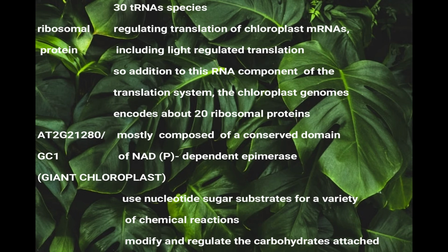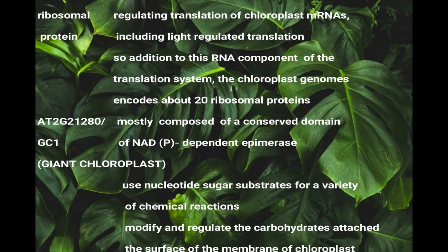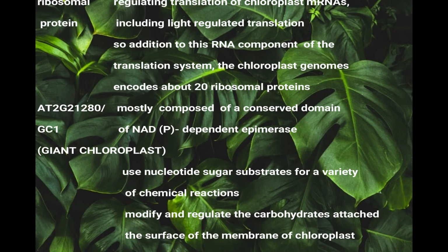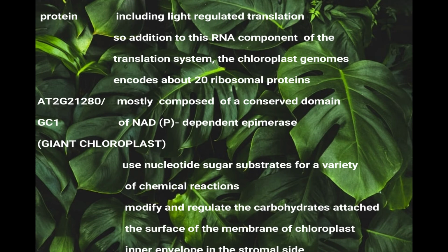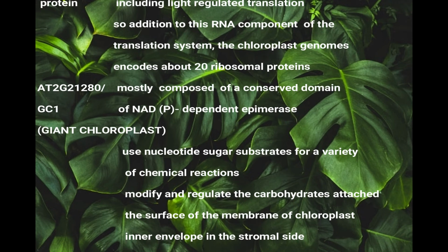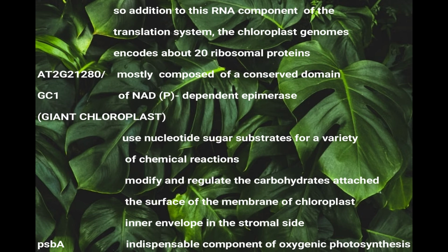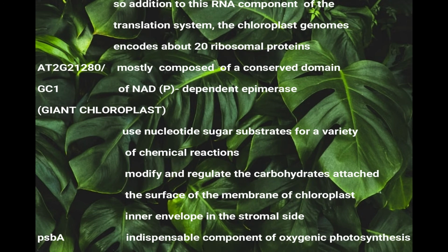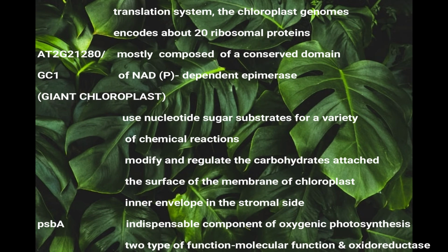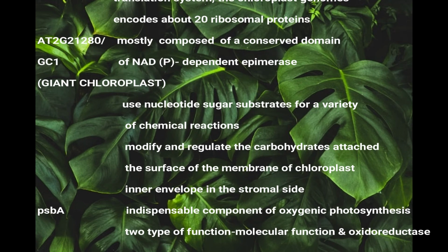Second is ribosomal proteins. Ribosomal proteins function in regulating translation of chloroplast mRNAs, including light-regulated translation. In addition to these RNA components of the translation system, the chloroplast genome encodes about 20 ribosomal proteins that represent approximately a third of the proteins of chloroplast ribosomes. This gene is the second most commonly used for genetic apparatus function in chloroplast.